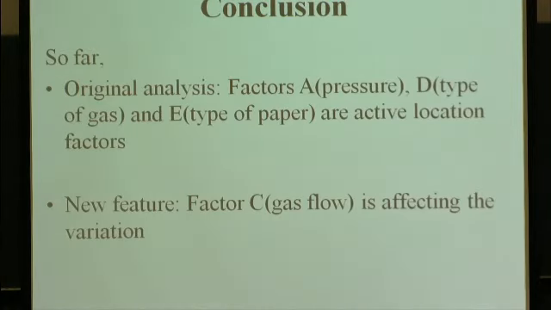Conclusions so far. In the original technical report that I got the data from, they identified the factors of pressure, type of gas, and type of paper as the active ones. We originally had 5 factors, but only 3 were judged to be significant. By studying the dispersion effect, we also find here that C appears to have an effect on the variation. And this was not present in the original analysis of this example.